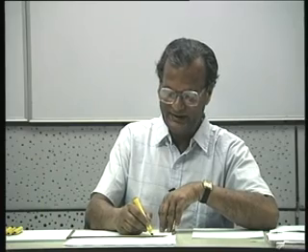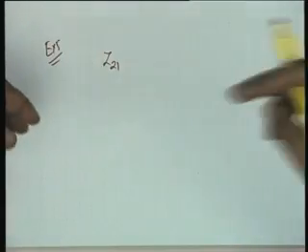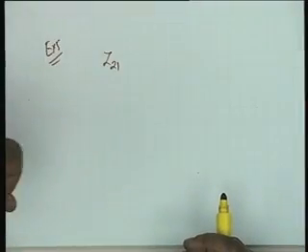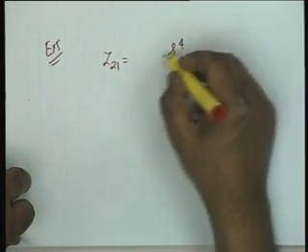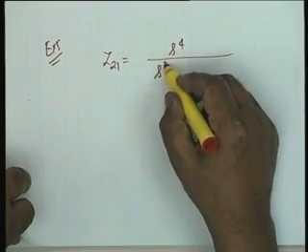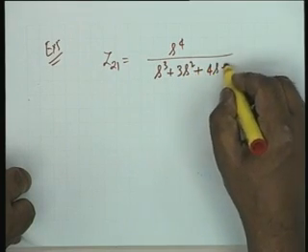Alright, now let us take example 5, another variation. Suppose Z21, yeah. The direction of current is always, for a 2 port, always going in. That is how the parameters are defined. Okay, now suppose it is s to the 4th divided by s cubed plus 3s squared plus 4s plus 2.